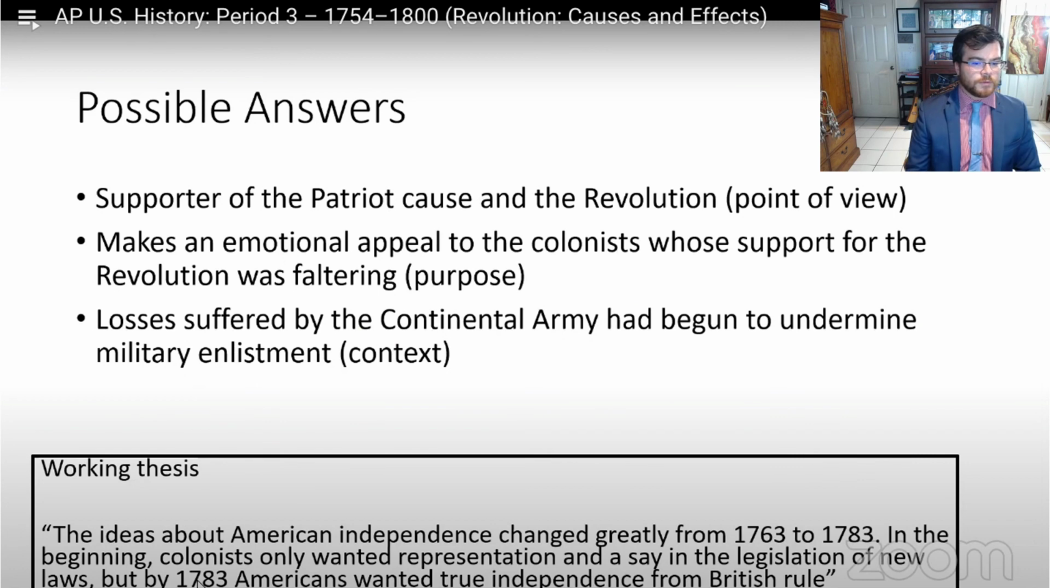Okay, so it's just going to put more support for the Patriot cause. That's the point of view. And the purpose: make an emotional appeal for people who are losing hope. The Continental Army was suffering, and that's why people might have been dissuaded from continuing the revolution, guys. So Thomas Paine is really trying to get people to be in support, even though they started to lose.